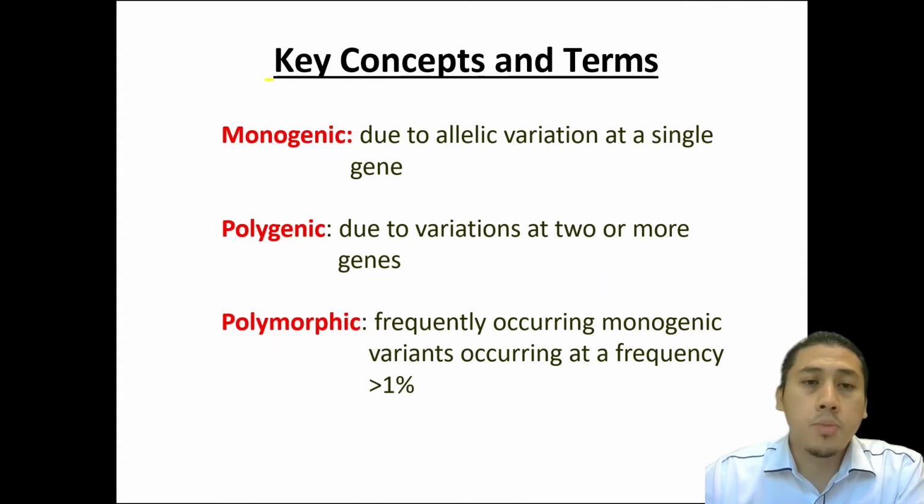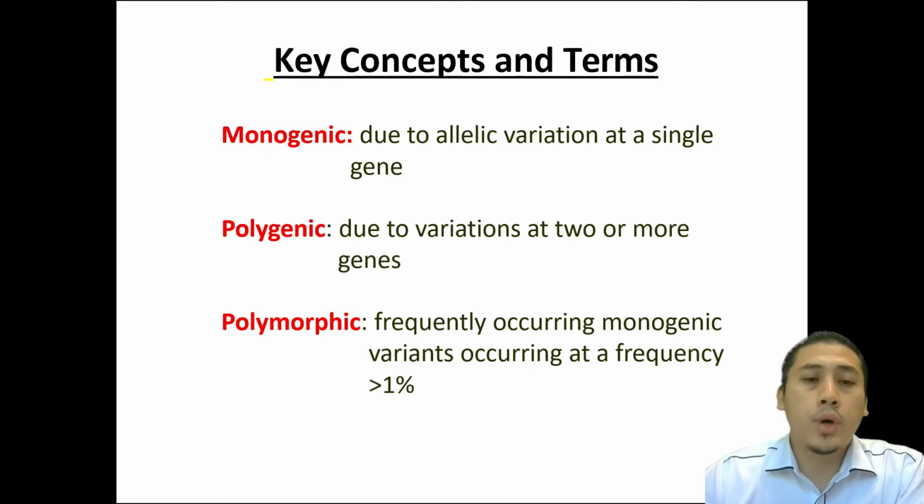So the first one is monogenic. Monogenic is a genetic variation due to allelic variation at a single gene. What does this mean? For example, the gene for eye color. You have a brown eye allele and also a blue eye allele, but because the brown eye allele is the dominant one, the phenotype that appears in your eye color is brown. So that's called monogenic. It is due to allelic variation at a single gene. So only one gene, but there are two types of alleles involved, for example, the brown and blue eye color.